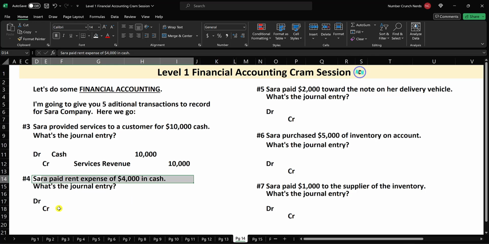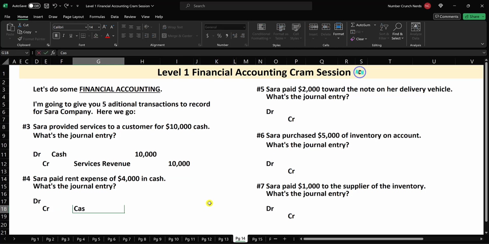So how does cash go up? How do assets go up? With a debit. So how does cash go down? With a credit. So we're going to put cash here. That's the easier side, quote unquote, of the entry. We know that cash went down. Cash goes down with a credit. So we're going to put a credit here for $4,000.